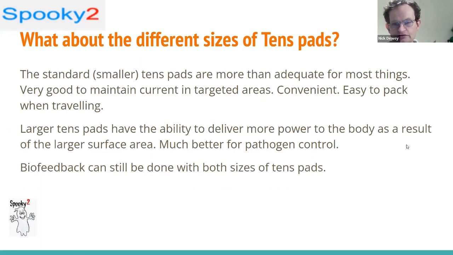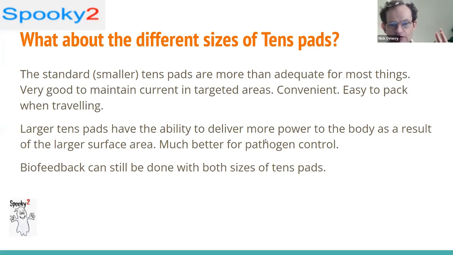Now with Spooky2, you can use different sizes of TENS pad. There's the regular little small square ones, and then there's the longer rectangular ones. The standard smaller ones are still great. I've had some amazing experiences just with those. But with the larger ones, it tends to put more power through the body. So you have to work out for your particular process whether you need more power or less power, and how comfortable your body feels when you're using the different types of TENS pads. The small ones are very convenient, shove them in your pocket when traveling, whatever.